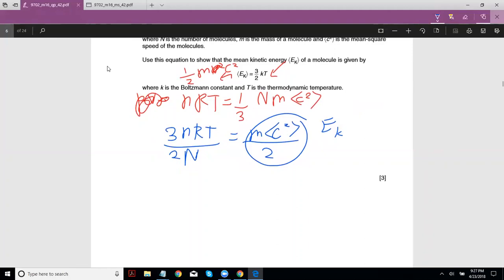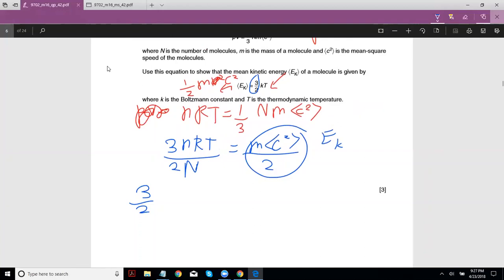And if you look at it, you have 3 upon 2, so just put that on the side. nR upon N is k. That's a fact. The idea here is to show that in 2 steps to be safe. So N is the number of moles. Say that is small n.